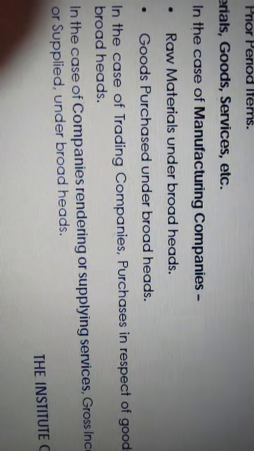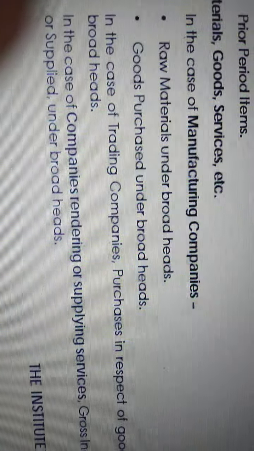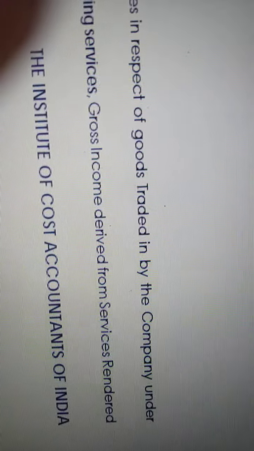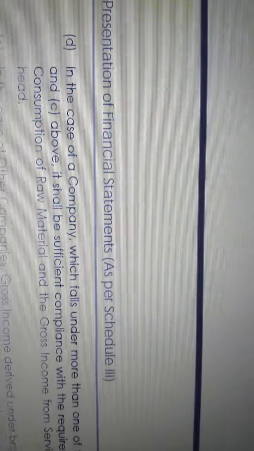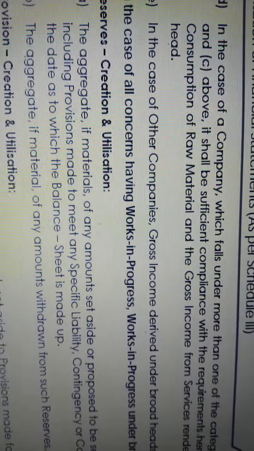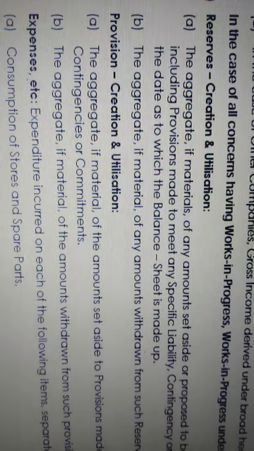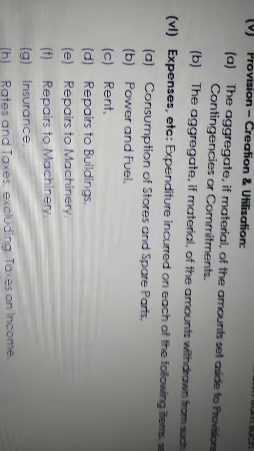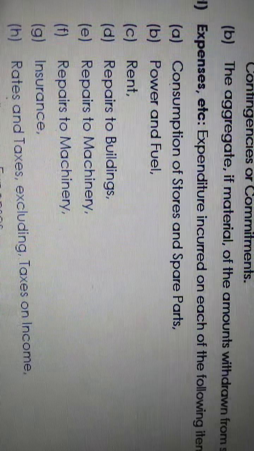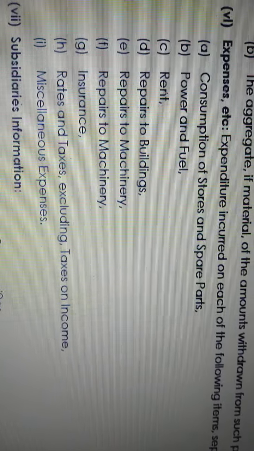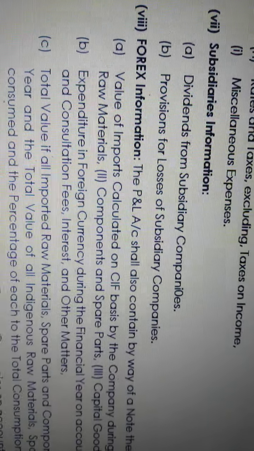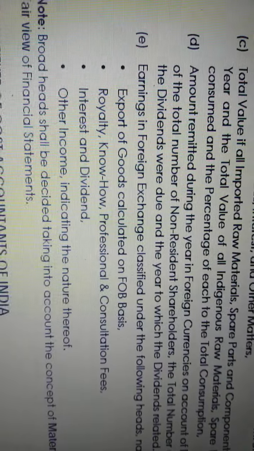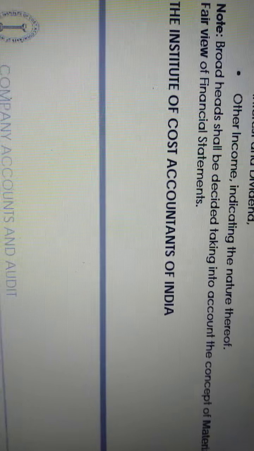In the case of companies rendering or supplying services, I have to give in the notes how much gross income I generated from services rendered or supplied, under products. Likewise, you have a lot of points. Other expenses include consumption of stores and spare parts, power, fuel, rent, repairs to buildings, repairs to machinery, insurance, rates and taxes, and miscellaneous expenses. All these things are related to expenses.